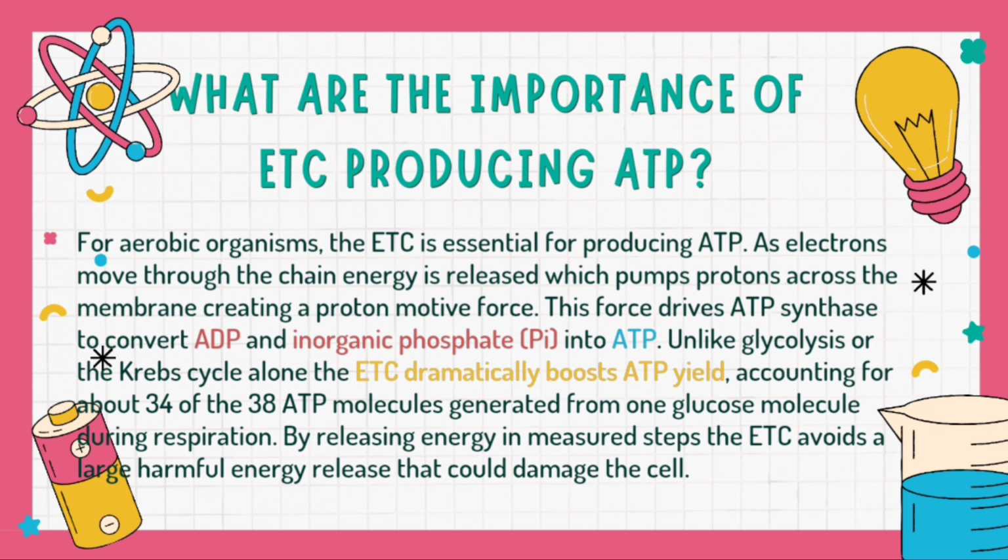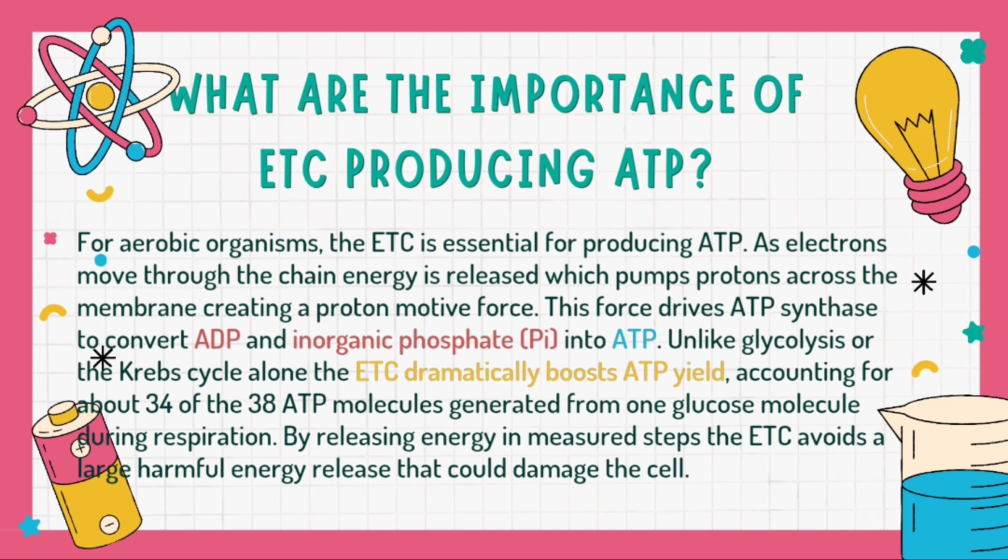Unlike glycolysis or the Krebs cycle alone, the ETC dramatically boosts ATP yield, accounting for about 34 of the 38 ATP molecules generated from one glucose molecule during respiration. By releasing energy in measured steps, the ETC avoids a large harmful energy release that could damage the cell. As electrons move along the ETC, energy is released in stages. This energy is used to pump protons across the membrane, forming an electrochemical gradient known as the proton motive force. This gradient powers ATP synthase, an enzyme that uses the flow of protons back across the membrane to synthesize ATP from ADP and inorganic phosphate.